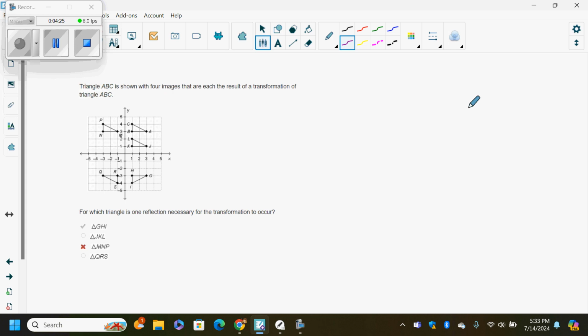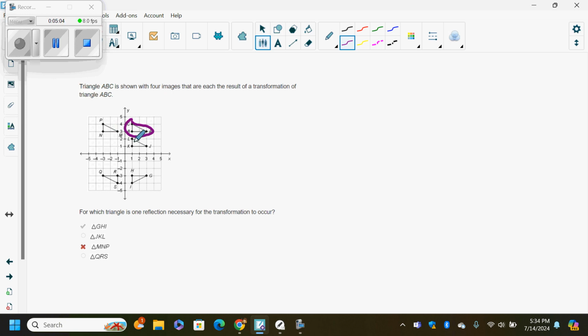Okay, triangle ABC is shown with 4 images that are each the result of a transformation of triangle ABC. There's ABC right here. For which triangle is one reflection necessary for the transformation to occur? So MNP, which is this one right here, would only need to be translated, just right across. Okay, which is why that would not be correct.